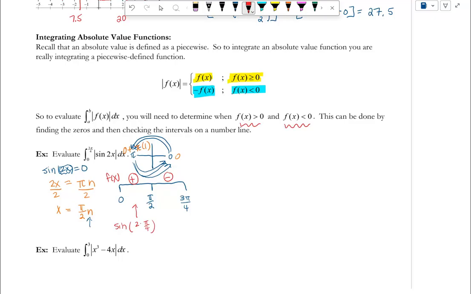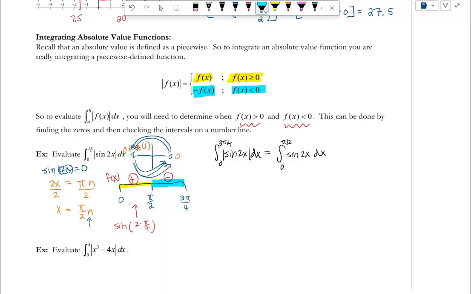So when I go to evaluate this, what I need to do is break this up into two integrals. From 0 to pi over 2, since my function's positive there, I don't need to do anything. I'm just going to drop the absolute value symbol because I know that is where the sign of 2x is positive. But from pi over 2 to 3 pi over 4, I'm going to get negative values.